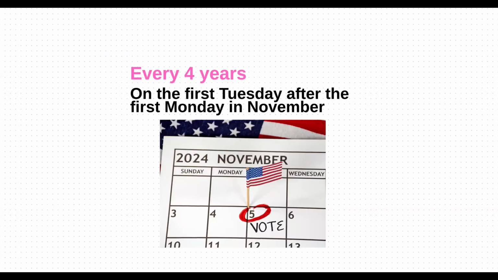In the US, the general election takes place every 4 years, on the first Tuesday after the first Monday in November, which usually falls between the 2nd and 8th of November. This is the day when millions of Americans cast their votes, not only for the president, but also for members of Congress, state and local officials, and even various ballot measures. It's a crucial event that shapes the direction of the country at both the national and local levels.